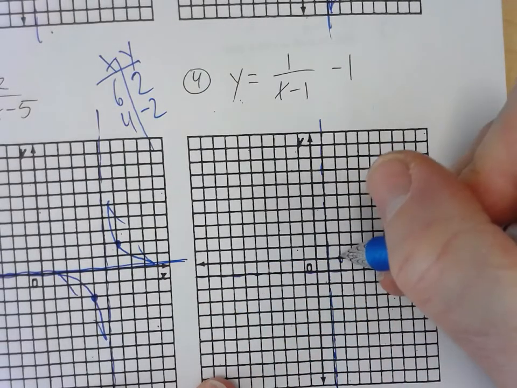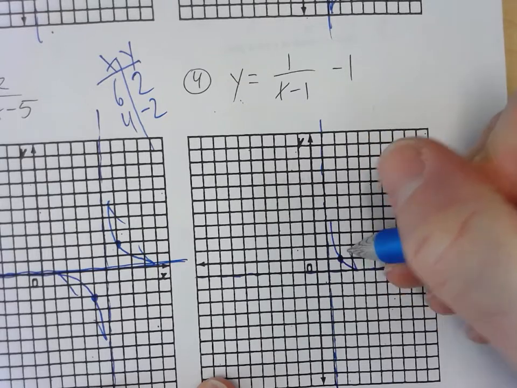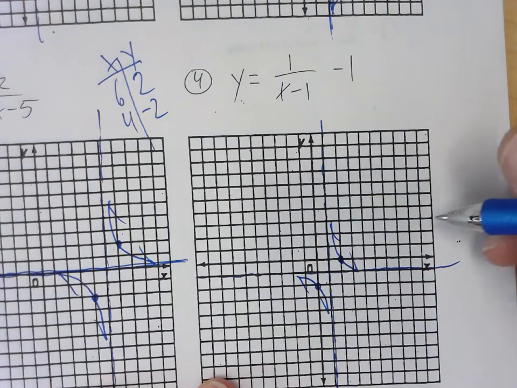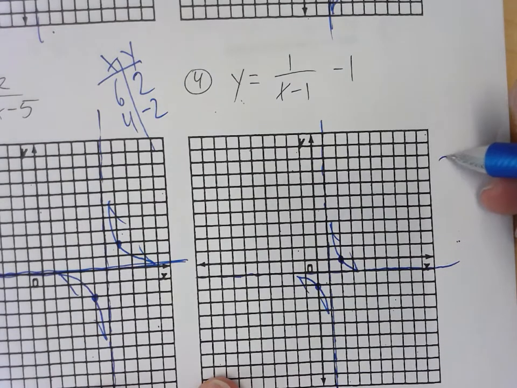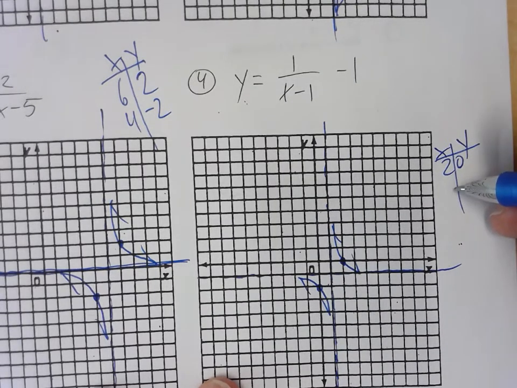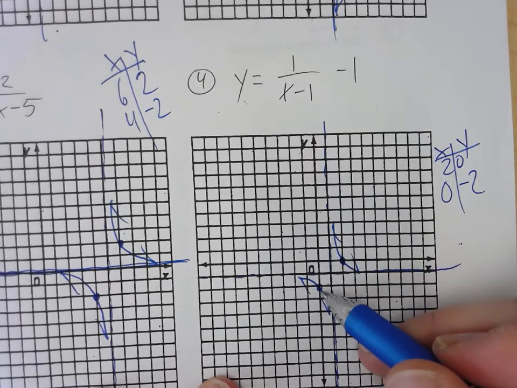And then it's going to go through this point, and this point right there. And what are those points? Those points are 2, 0. So if you put 2 in, you get 0 back. And then the other point is 0, negative 2. So there's 0, negative 2, and it goes through there.